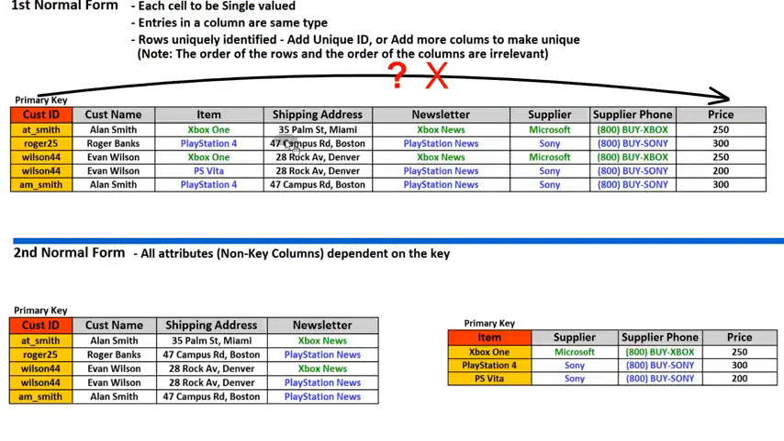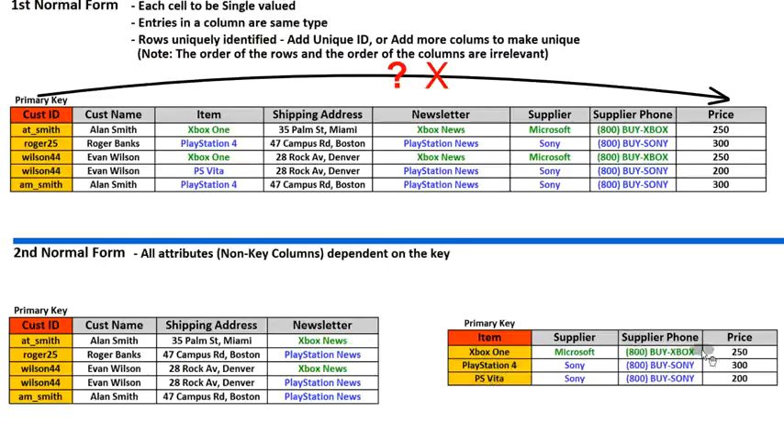So what I did is I take the customer ID, the name, the shipping address, and the subscription into one table, and then I take the item, which becomes the primary key, in the other table, the supplier, the supplier phone number, and the price into another table. And obviously I'm only going to list one item one time.